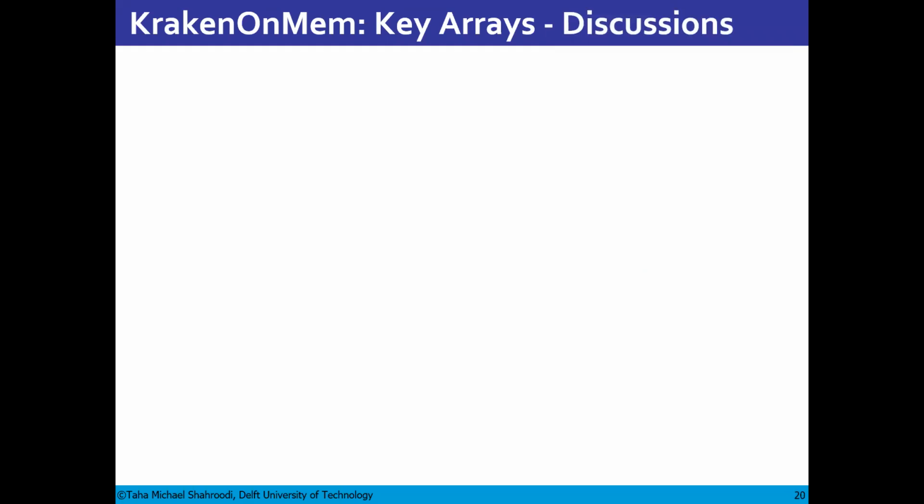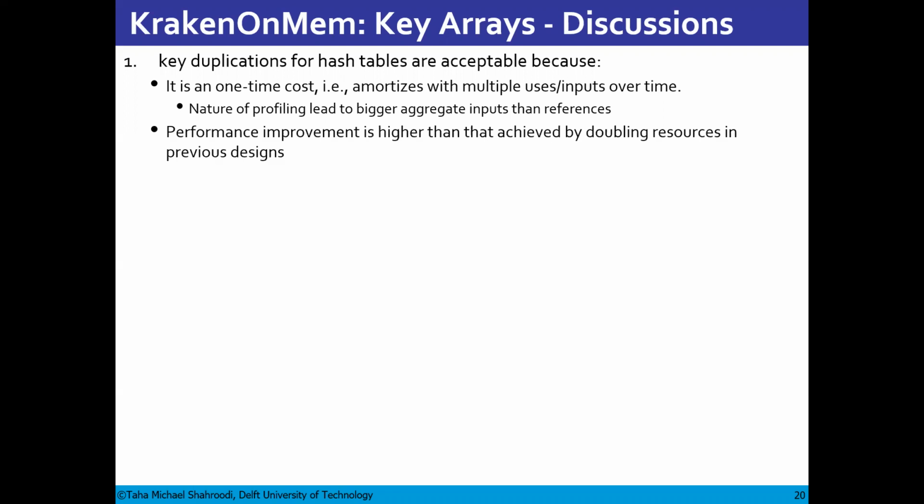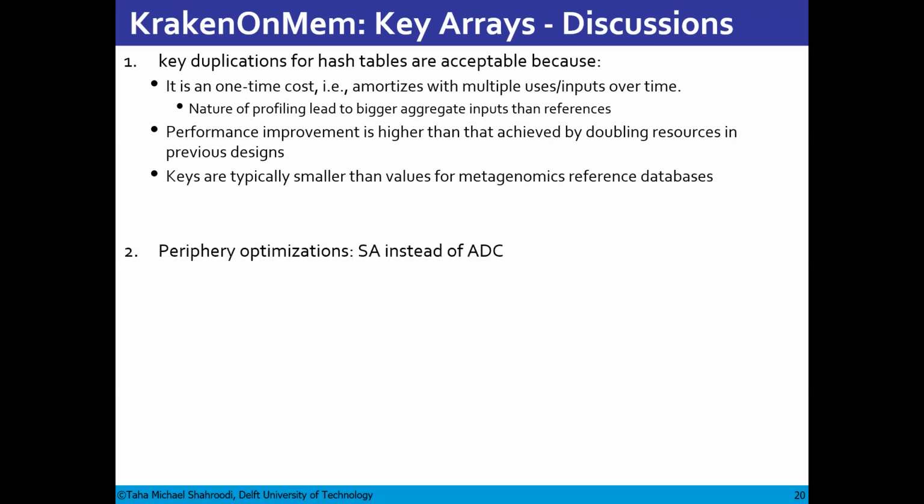There are 3 points we want to highlight regarding our proposal for key arrays. First, this method doubles the required memory cells for reference keys. However, this is acceptable as programming the array for reference keys is a one-time task compared to our always changing input. Moreover, our evaluation showed that the achieved improvements are more than doubling all the resources in the baseline. Also, it's worth noting that by doubling the keys, we are not doubling the hash table size or even making it 1.5 times bigger, as the keys are typically much smaller than the taxon labels in our application.